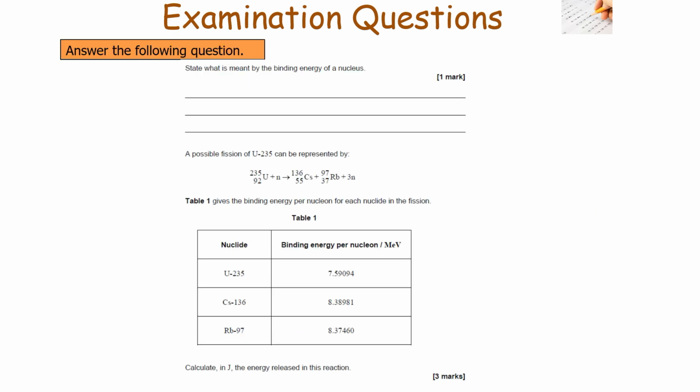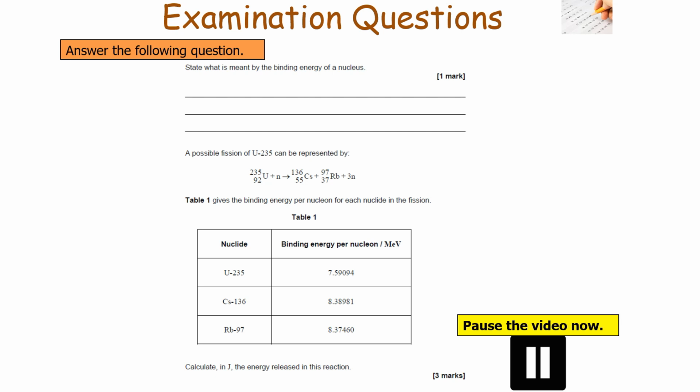Let's have a look at the next question. State what is meant by the binding energy of a nucleus, and then a possible fission of uranium-235 is represented by the following equation, and then calculate in joules the energy released in this equation. So pause the video now, then unpause the video when you want to go through your answer.